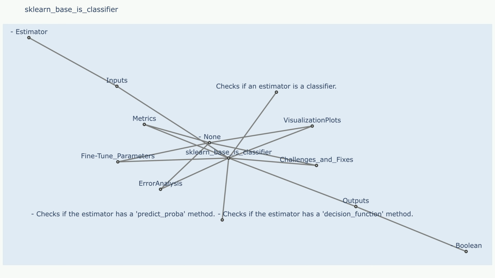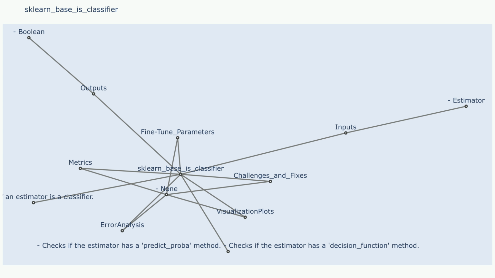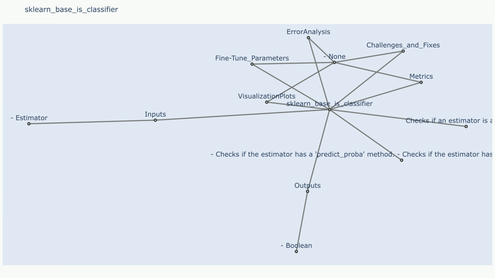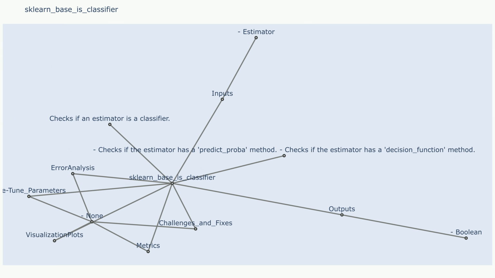sklearn.base.is_classifier. Description: The is_classifier method in scikit-learn's base estimator class is a simple yet crucial function that helps determine whether an estimator is designed for classification tasks. Inputs: self, which refers to the estimator instance itself. Outputs: bool, a Boolean value true or false indicating whether the estimator is a classifier.